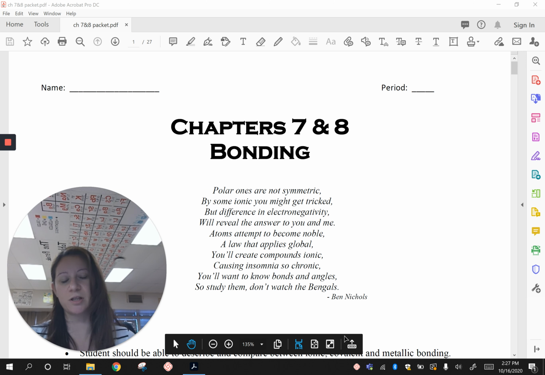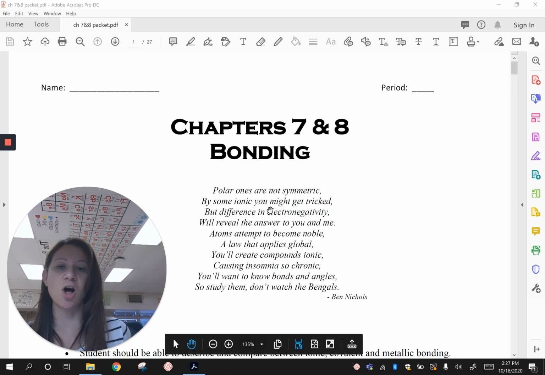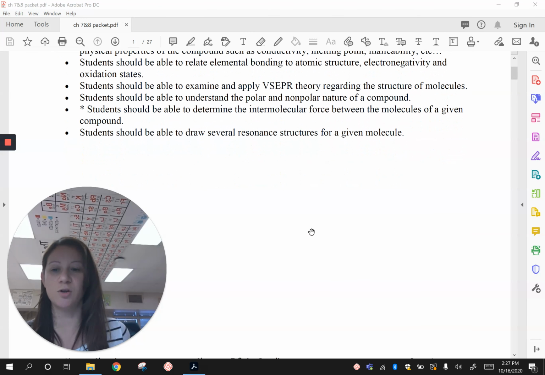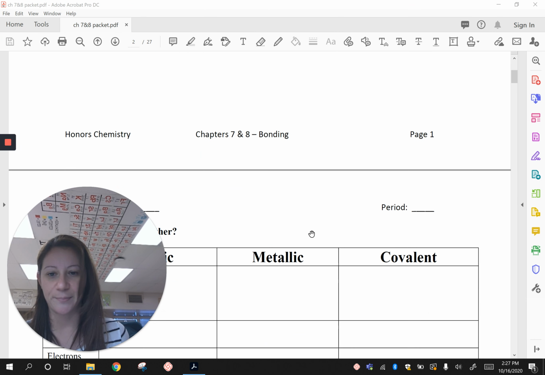Chapter 7 is mostly about ionic and metallic bonding, and chapter 8 is covalent bonding. So as always, we have our poem here at the beginning of our packet. Then we have our learning targets. Make sure that you are checking those at the end of the chapter.